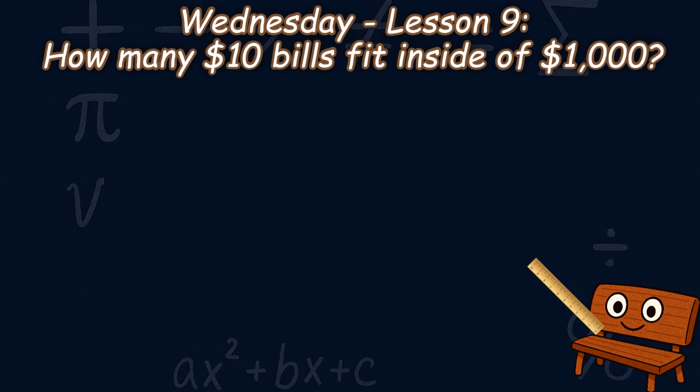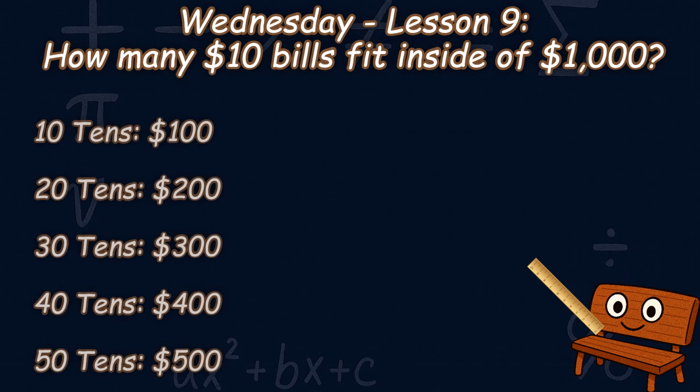On Wednesday, we will be doing lesson 9, and that is to figure out how many $10 bills fit inside of $1,000. To understand this, I think it's easier to build a pattern first. If we have 10 $10 bills, that'll give us $100. If we have 20 $10 bills, that'll give us $200. And thus 30 10s makes 300, 40 10s makes 400, and 50 10s makes 500. We're halfway there, and thus our goal is to figure out how many 10s fit inside of 1,000.